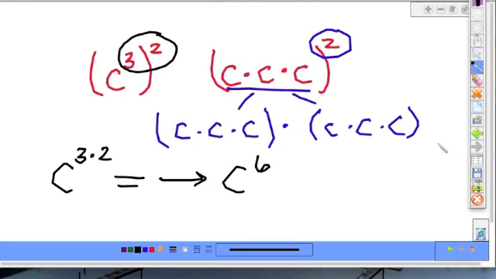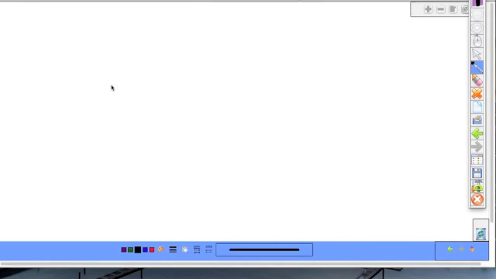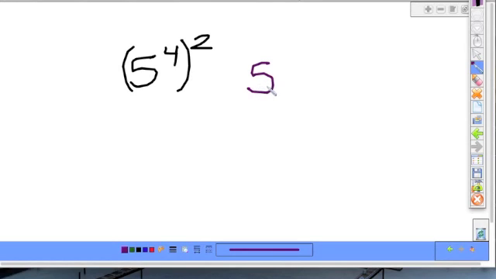All right, let's try another one with numbers this time. If I had 5 to the fourth power all being raised to the second power, I'm going to take my 5, which is my base number, and I'm going to do 4 times 2. So my final answer is going to be 5 to the 8th power. And that's all you have to do, friends.